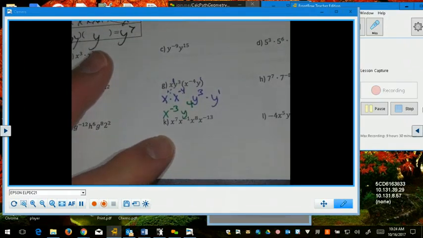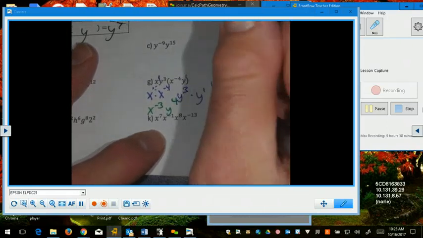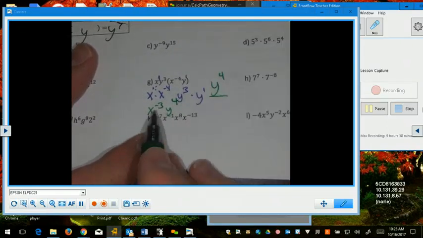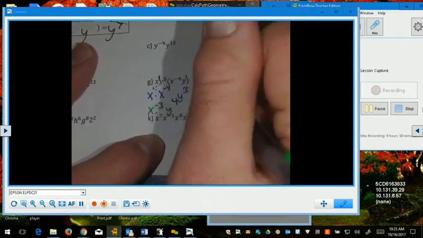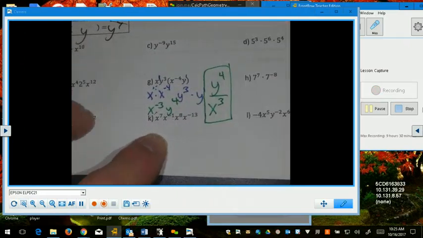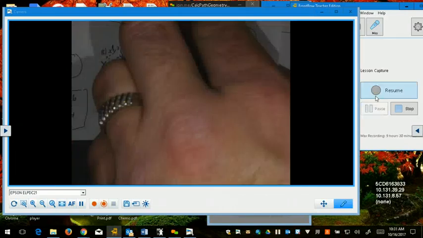But wait, there's more. What stays in the numerator? Y to the 4th. But x to the negative 3rd is in the wrong place. So to make that a positive exponent, it moves to the denominator. Try this for the other letters. We'll go over them in just a second.